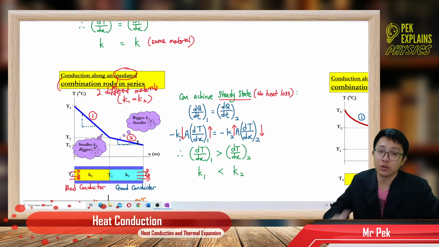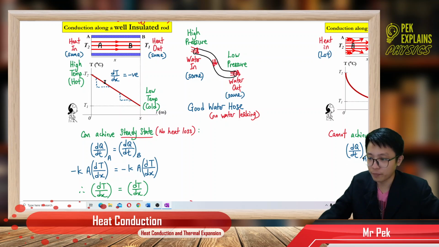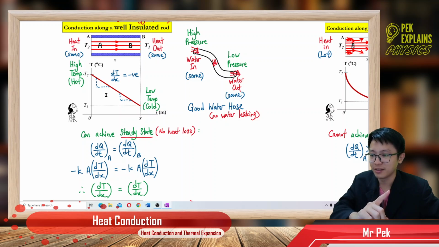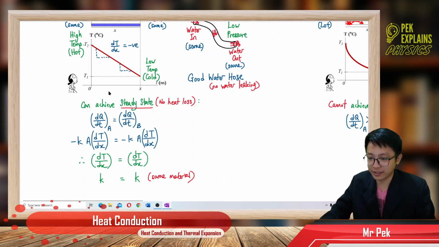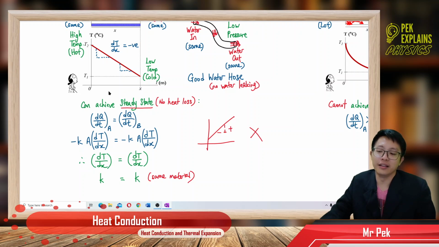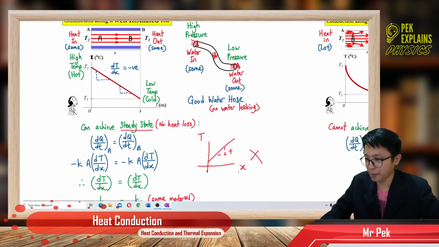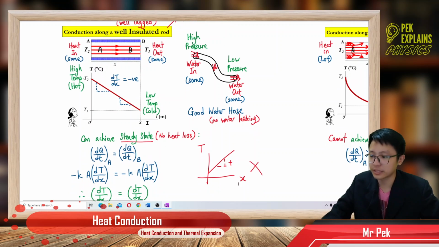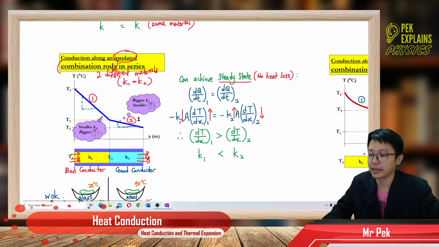If the question asks you to draw the graph, the graph always has a negative gradient. Don't ever draw a positive gradient. If you get a positive gradient for the temperature versus x graph, this is wrong. The temperature gradient graph always has a negative gradient, because heat always flows from high temperature to low temperature end. Understand? The gradient must always be negative.